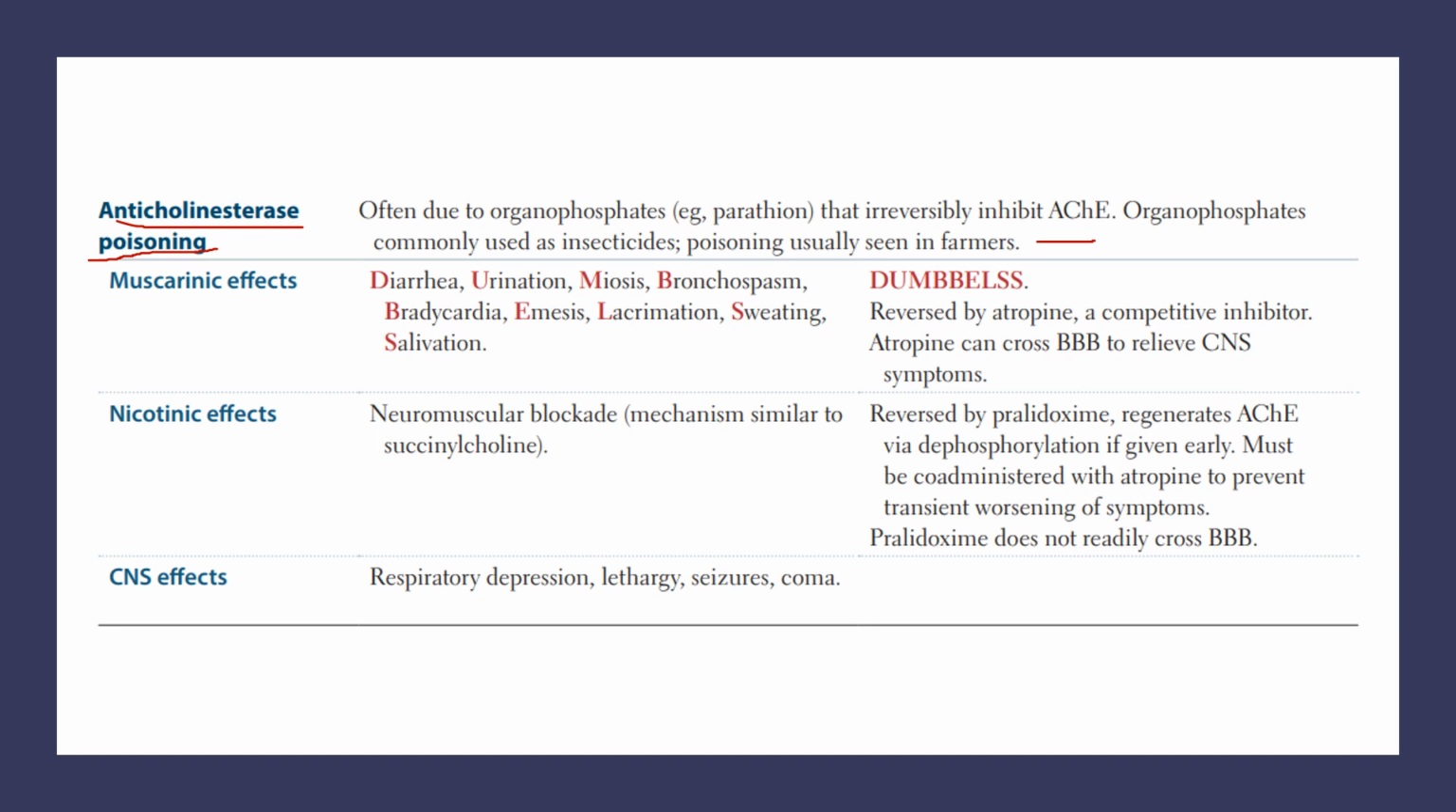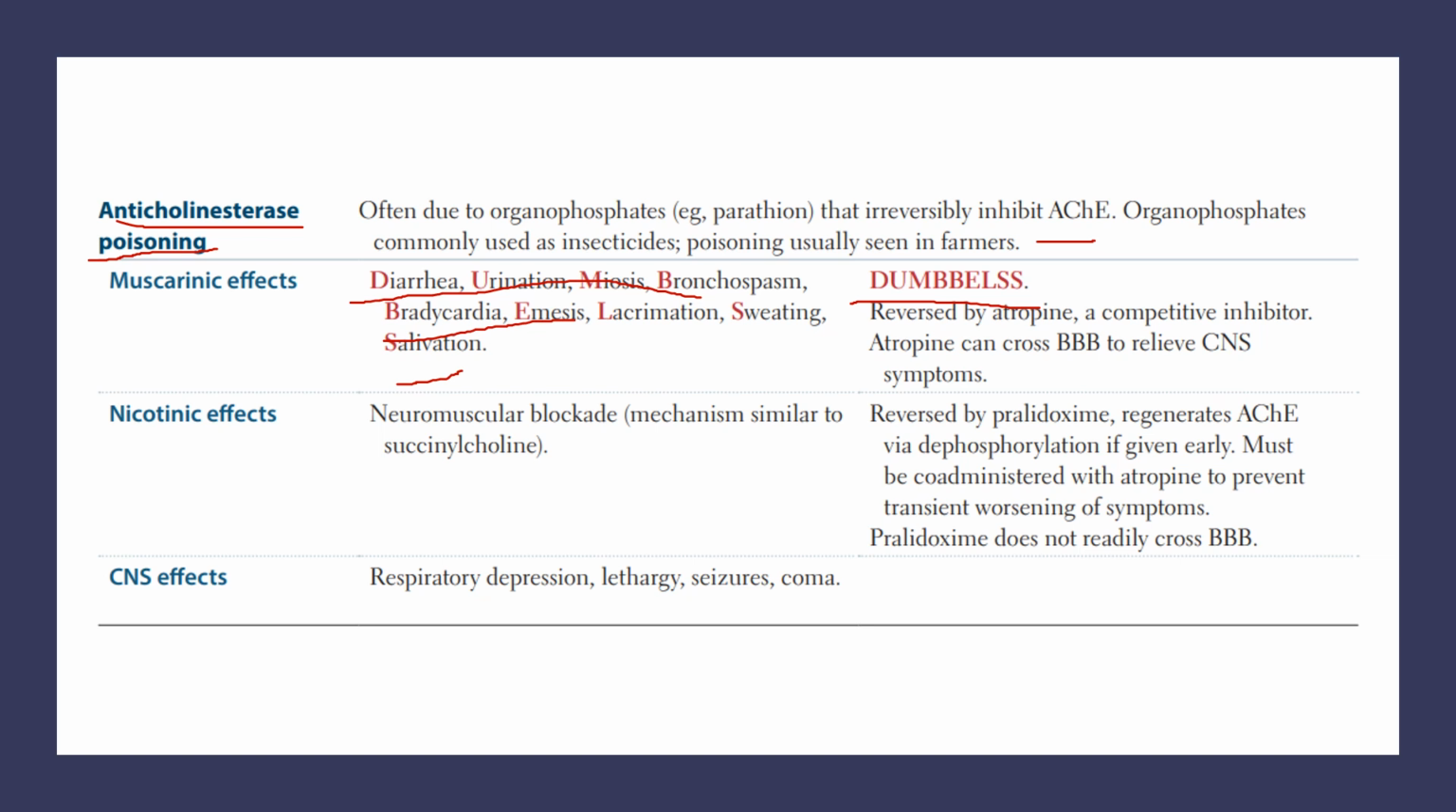Muscarinic effects: diarrhea, urination, miosis, bronchospasm, bradycardia, emesis, lacrimation, sweating, and salivation. You can remember all these effects by the mnemonic DUMBBELSS: double D for diarrhea, U for urination, M for miosis, B for bronchospasm, B for bradycardia, E for emesis, L for lacrimation, S for sweating, and S for salivation. This effect is reversed by atropine.